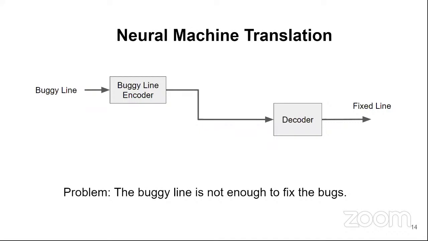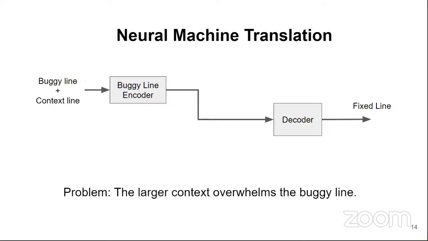Now that we know what the context is, the second question is how to represent it and how to feed it to the neural machine translation model. So in natural language, neural machine translation takes a sentence as input, feeds it to an encoder, and then a decoder generates an equivalent sentence in another language. As we just showed, applying this principle directly to program repair does not work well, because the buggy line does not contain enough information to generate a fixed line.